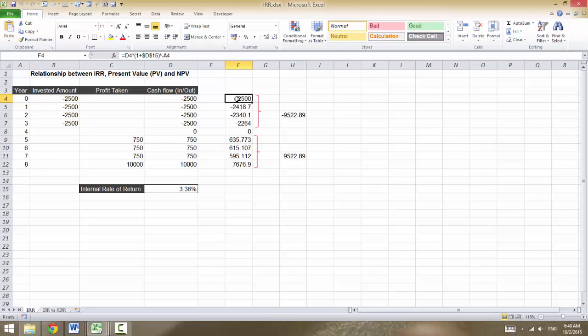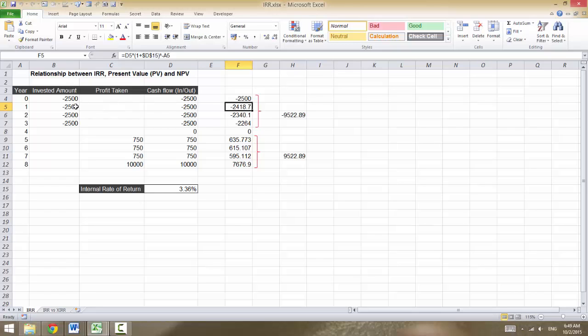So, we have a formula for this. You've got to find out what is present value, right? It's the current year. If 1 year later you will invest 2,500, how much is that worth in today's terms? Using this formula, you can find out it is 2418.